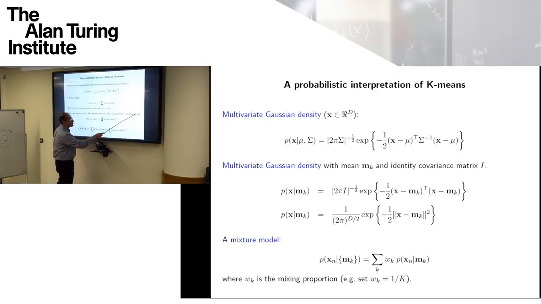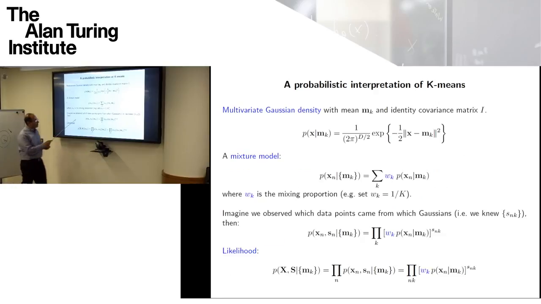In other words, imagine we knew these indicator variables, then the probability of the data and the indicator variables would be, for any one data point, the product over the Gaussians of w_k p of x_n given m_k to the power of s_nk. Weird, but remember what I said about if statements using math. s_nk is an indicator variable. So what this is saying is that if s_nk equals 1, which it does when data point n is assigned to cluster k, then the probability of that configuration is the density of x_n under mean k, right?